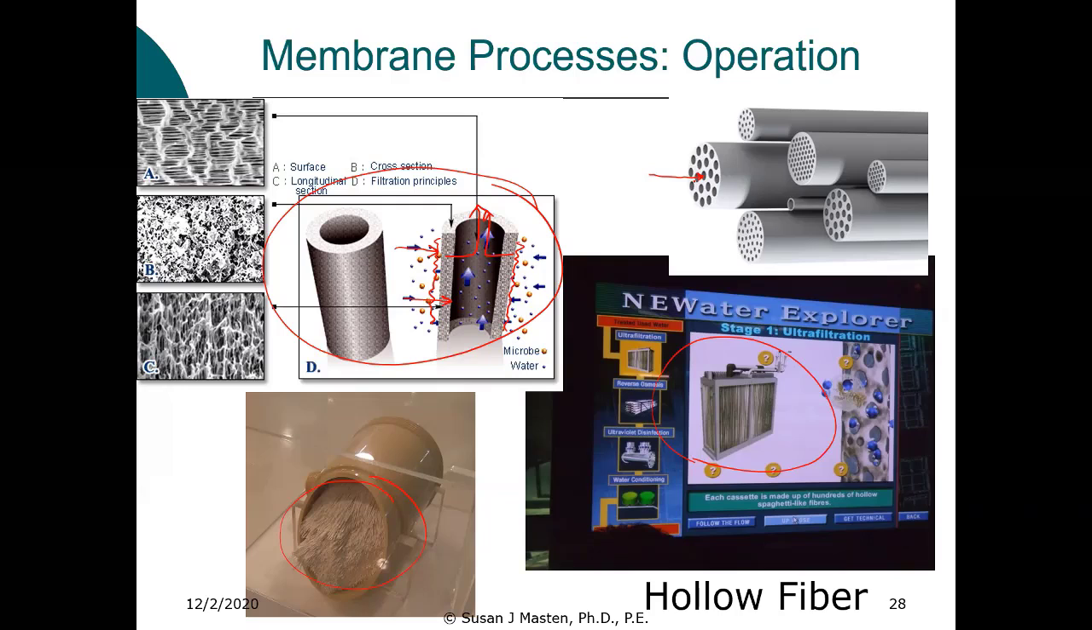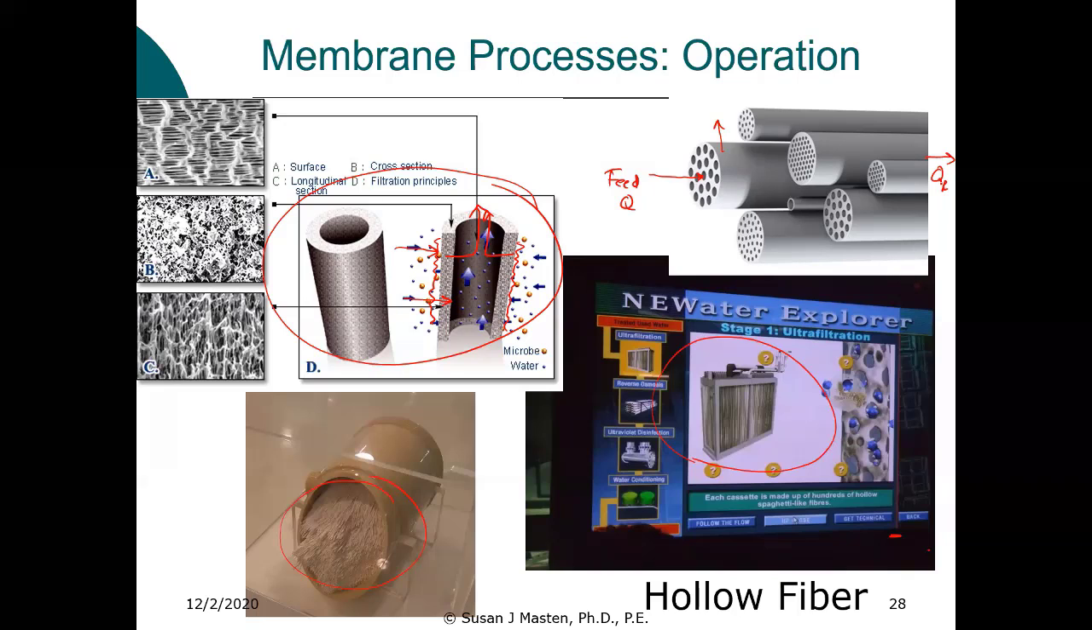This would be operated in a cross flow mode. So this is the flow, this is our feed water. The permeate treated water flows through the membrane surface and out into a collection vessel, and the reject stream would flow out the other side. So this is our reject.